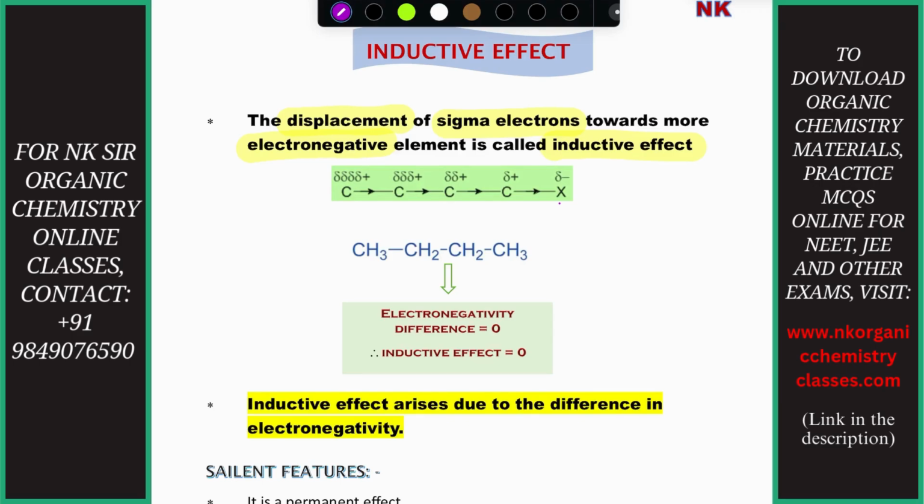For example, here you see X is a more electronegative halogen. So what happened here? All the sigma electrons are displaced towards X, you see now. So this type of displacement of sigma electrons towards a more electronegative element is called the inductive effect.